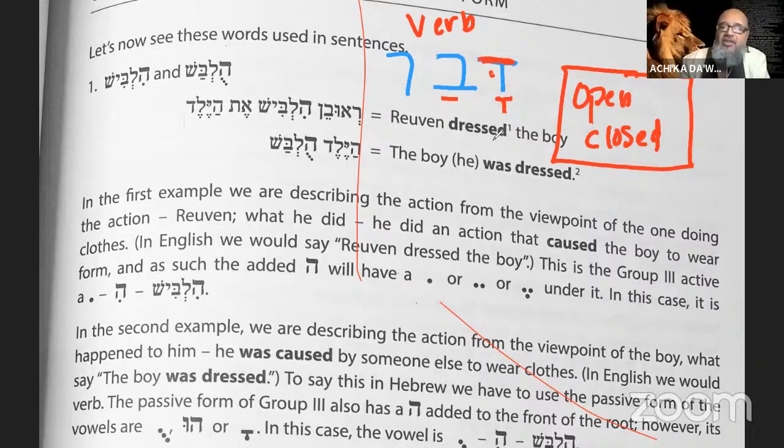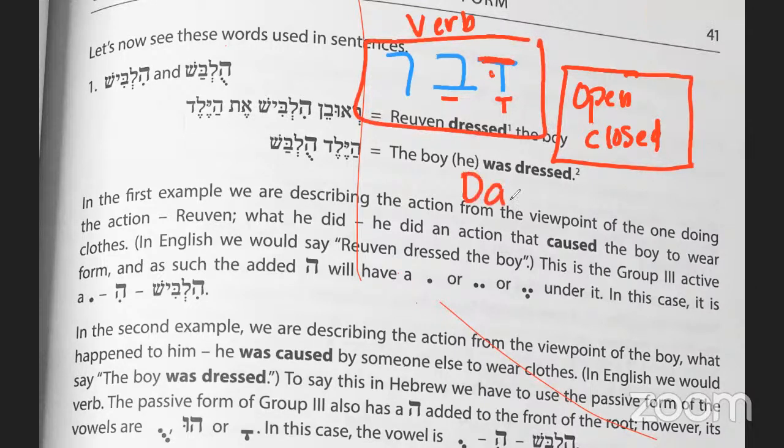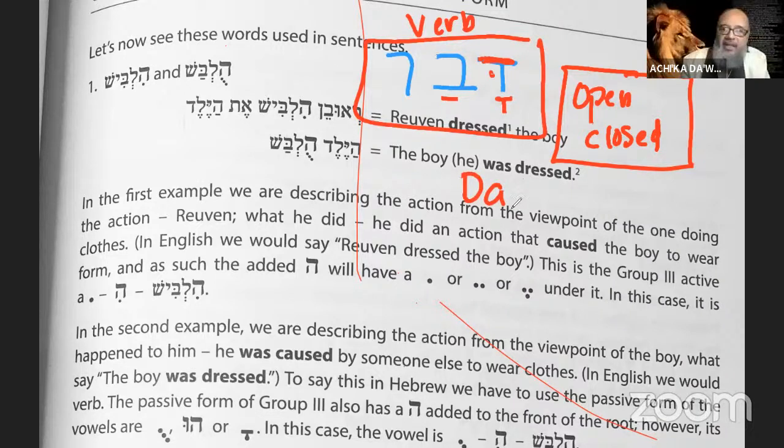Where you know to put the accent, which is where you put your emphasis when you speak, depends on where the open and closed is. What I mean by open and closed is, if I wrote this out in English right now, it'd be what? D, A, B, R. It could be that, or it could be that. It just depends on how you see it.